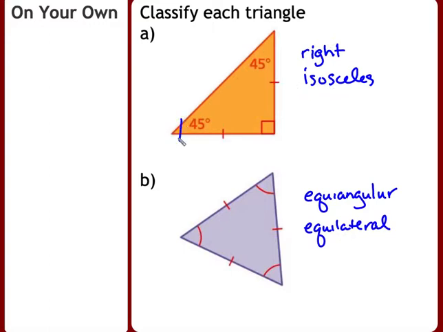Again, find two acute angles. The third angle is going to be what determines what the triangle classifies as by angle.